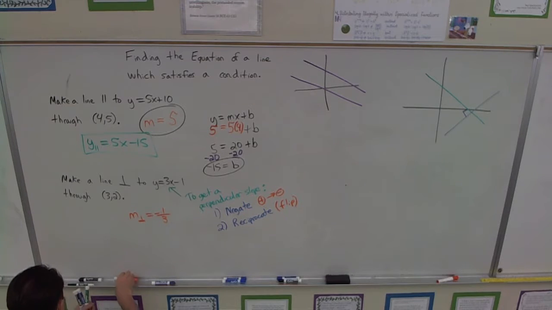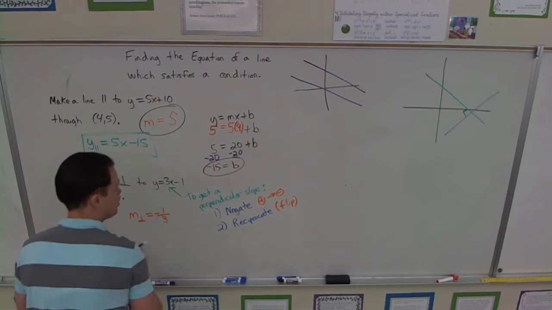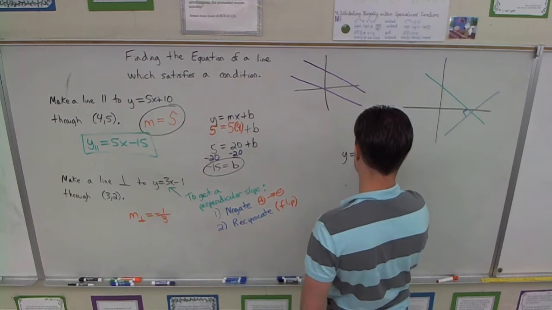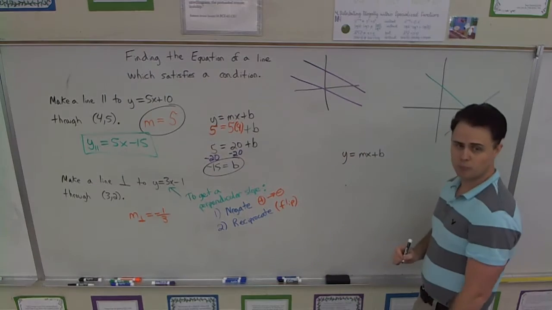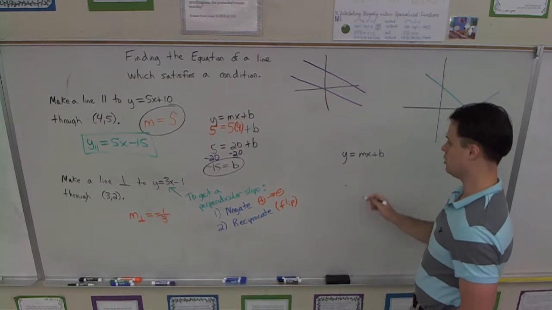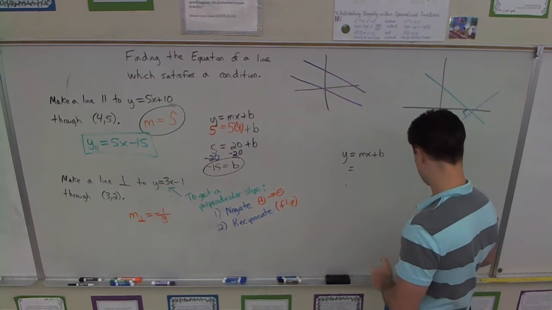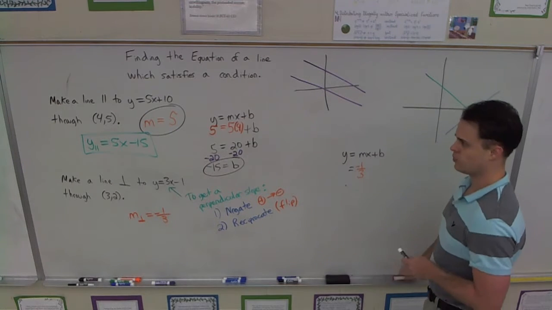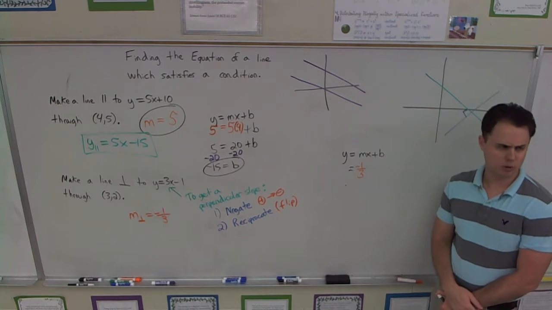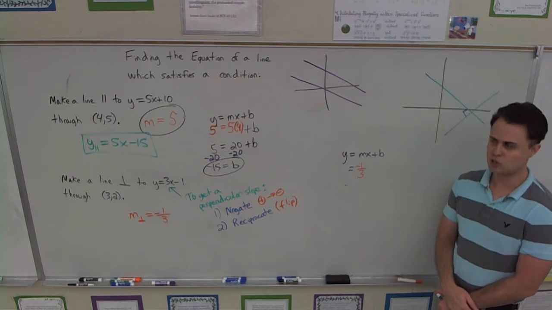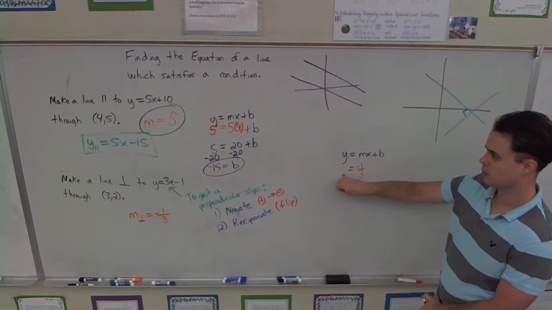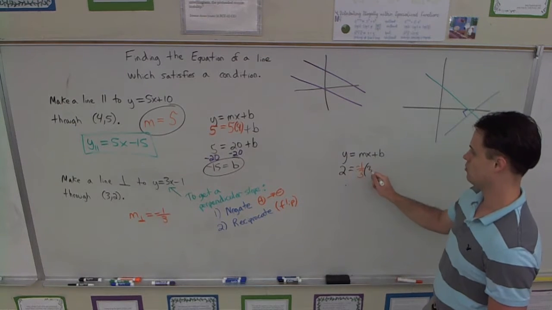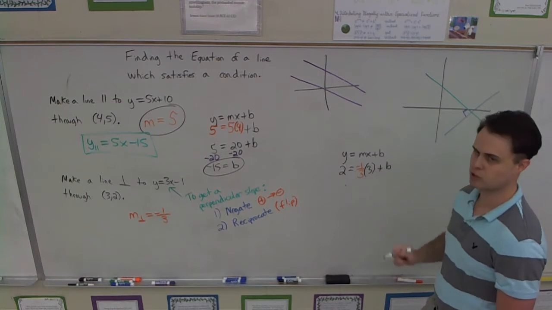So I'm just going to use mx plus b again. So y equals mx plus b. I know my new perpendicular slope is going to be negative 1/3. What point did they want this one to go through? 3, 2. So what am I going to put for the y? 2. What am I going to put for the x? 3. And b is just chilling until we find it.